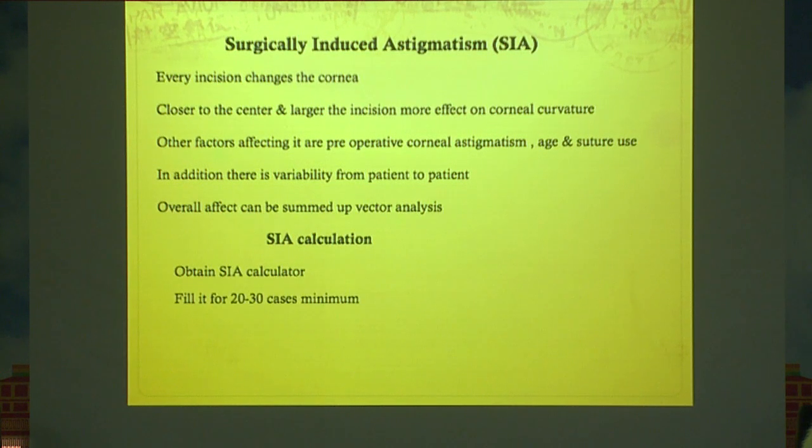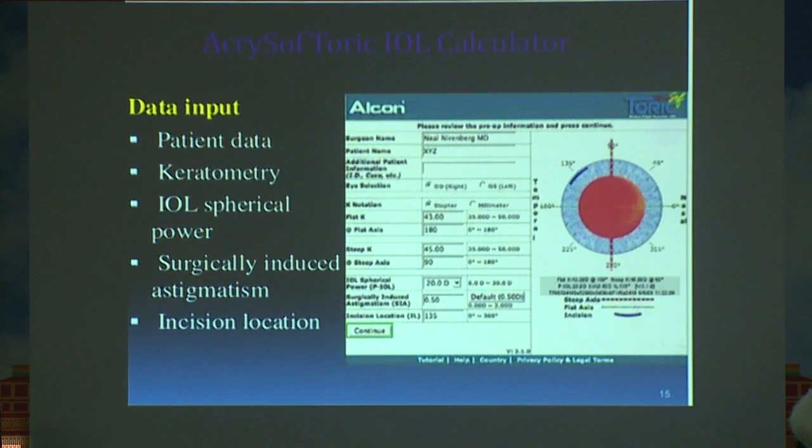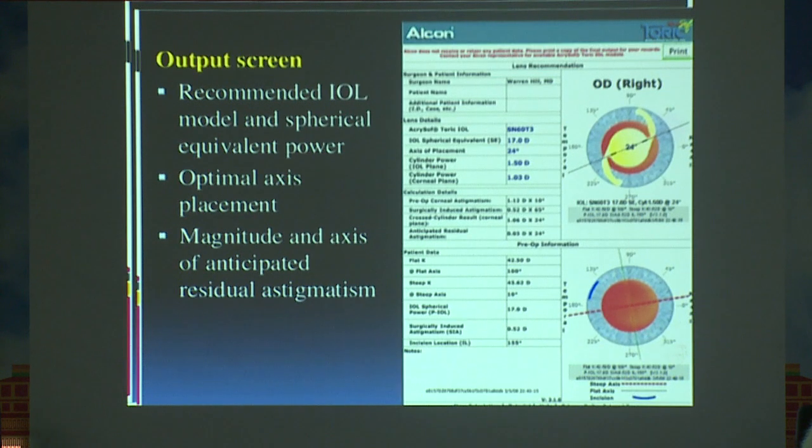astigmatism, there is a calculator available. Fill it for 20 to 30 cases minimum, and you just click, and that gives you the precise axis and the incision. So this is the data input. You can enter the data in the calculator available online: patient data, keratometry, spherical power, surgical astigmatism, and incision location, and this is the output screen. This guides where to place the incision and where to place the axis of the IOL.